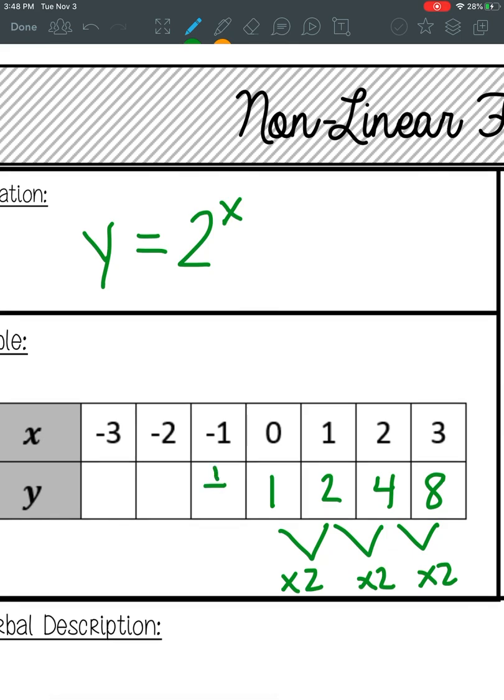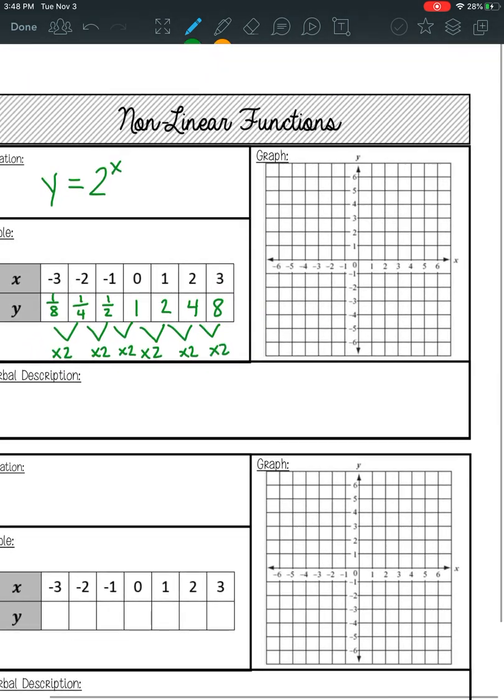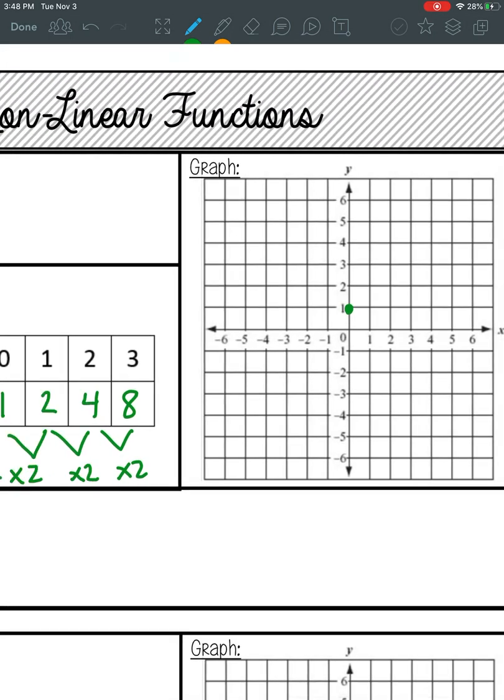So we have to keep that same thing going towards the negatives. Again, we're going to learn this in our future classes, but 2 to the negative first power is 1/2. 2 to the negative second power is 1/4. 2 to the negative third is just 1/8. And again, it's going to keep that same pattern. We're multiplying by 2. So if we were to graph these all over on the graph, so 0, 1, 1, 2, 2, 4, and I'm going with my positives first.